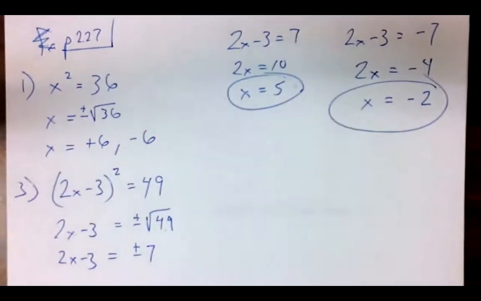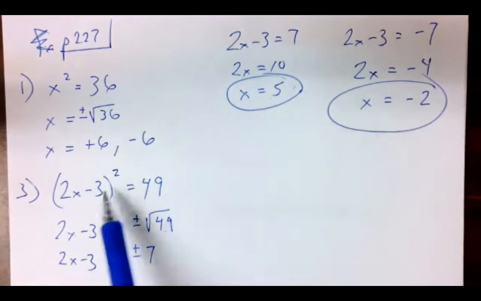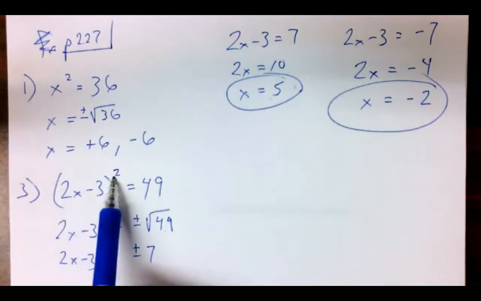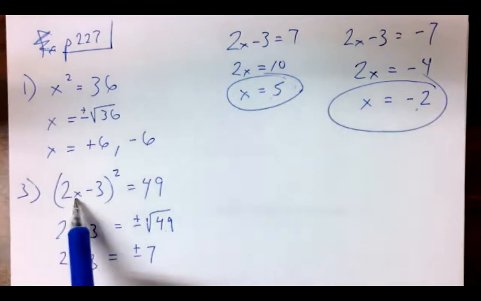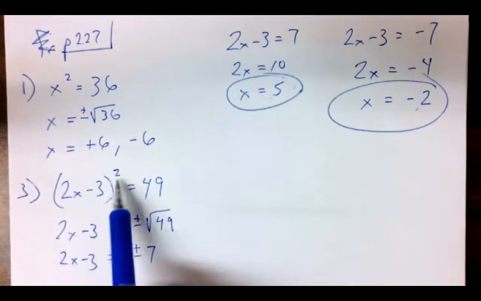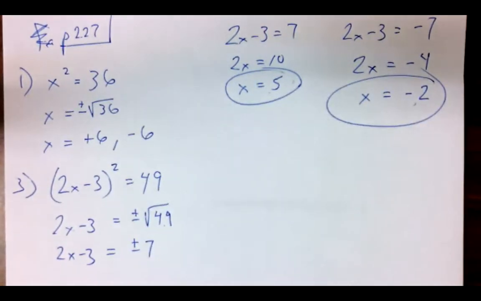And this is where it'd be a decent idea to check. So we have the solutions of 5 and -2. If I put 5 in here, 2 times 5 is 10, 10 minus 3 is 7, 7 squared, 49. That one works. What about -2? 2 times -2 is -4. -4 minus 3 is -7. -7 squared, 49. Cool. I'm going to do one more example just to show you what some of the ugly ones look like.